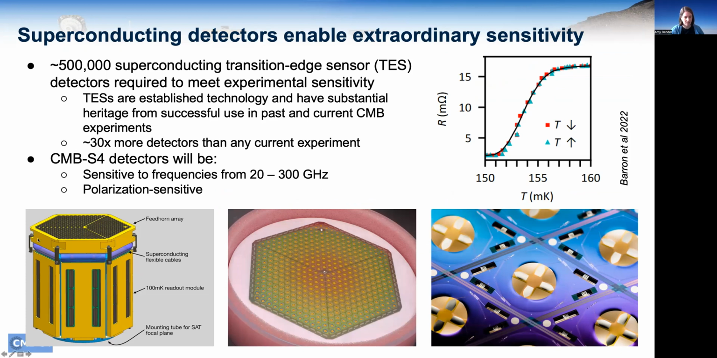You can see down here, this is a CAD model of what our detector module will look like, with feed horns on the top, coupling light in onto a detector array that sits behind it. This is a photograph of a real CMB-S4 detector array. Zooming in on a single pixel over here, you see the antenna that couples the light and then distributes it out to 4 of these individual TES detectors.